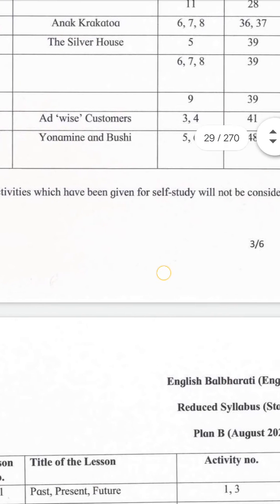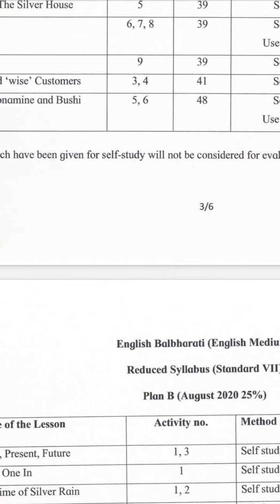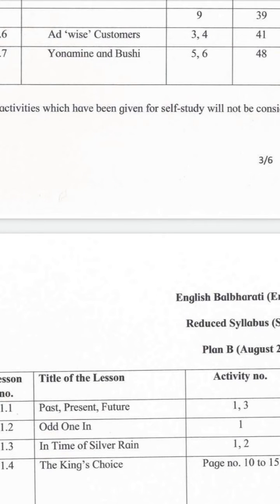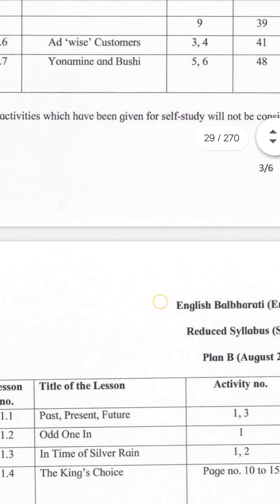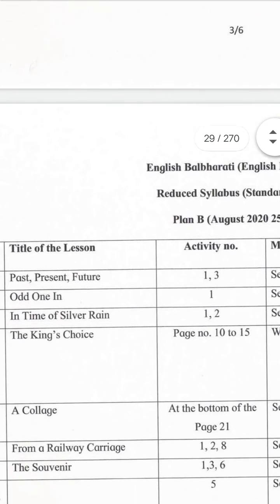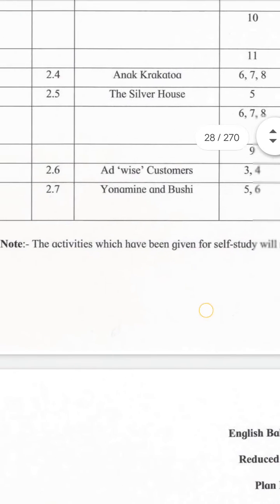Then 2.6, add wise customers. Activity numbers 3 and 4, that is question numbers 3 and 4 on page number 41, are omitted. Then chapter 2.7, Yonamine and Bushy. Activities 5 and 6, that is question numbers 5 and 6, are not there for your evaluation, and it falls on page number 48. So these are all.